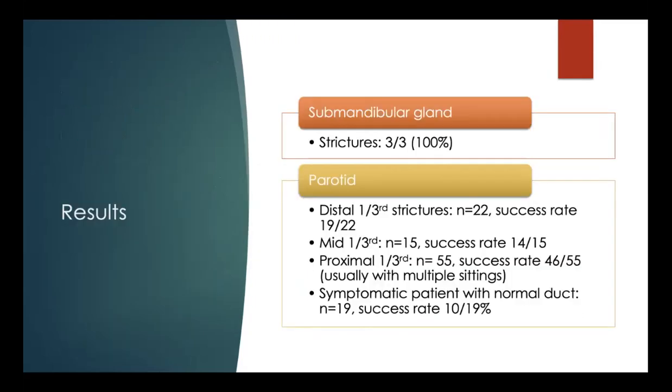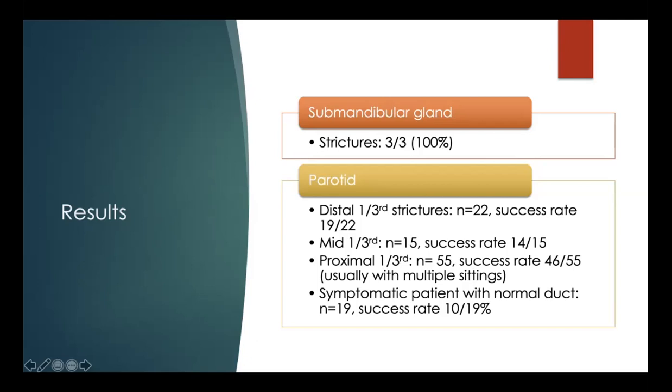So, personal results, submandibular strictures are, of course, quite rare. Mostly, they are sialolithiasis. I've just seen 3 in my practice. All have been successfully resolved, and I have not had to do a gland excision for anyone because marsupialization or stenting works very, very well.